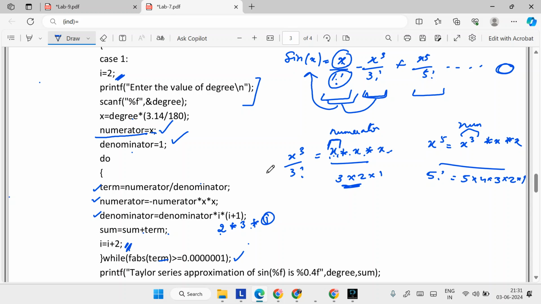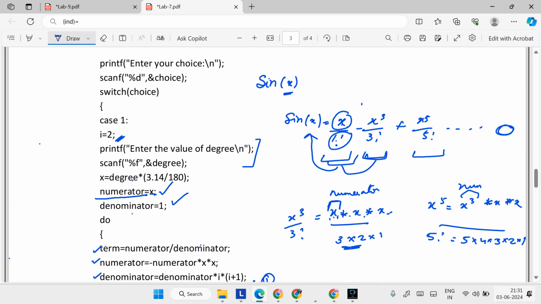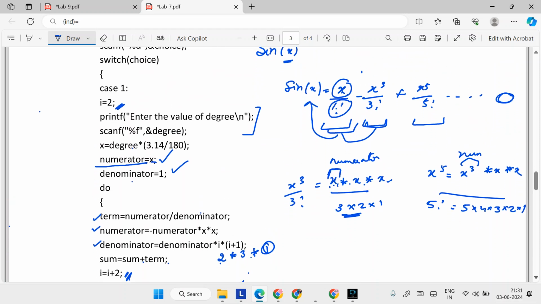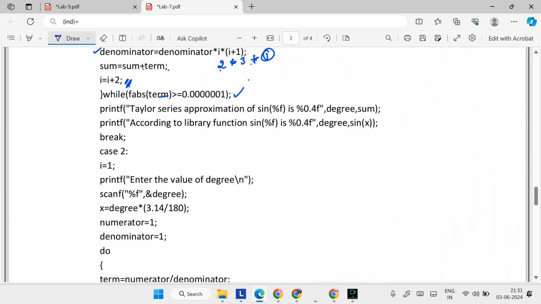Now write the appropriate output message. So see here, the output message goes like this. According to the Taylor series approximation, sin x is %f, based on the value that you give, and according to the library function. So two printf statements: the user defined value and the library function value, that is your inbuilt function. Both should match. That is all about sin x.